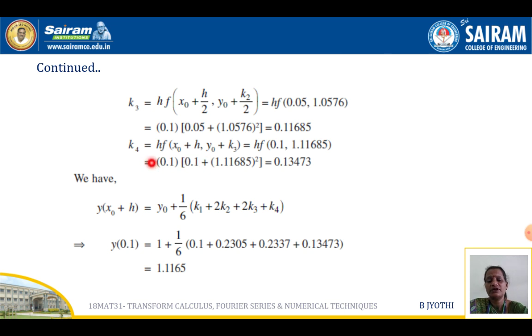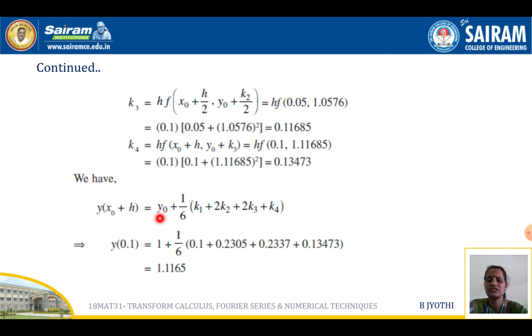Next, let's find the value of k4 by using the formula h f(x0 + h, y0 + k3). That gives us h f(0.1, 1.11685). This on simplification we are getting 0.13473.